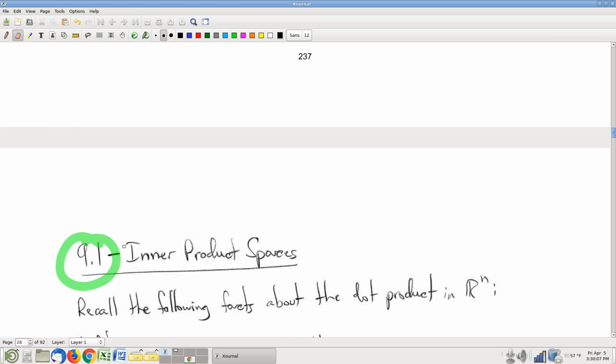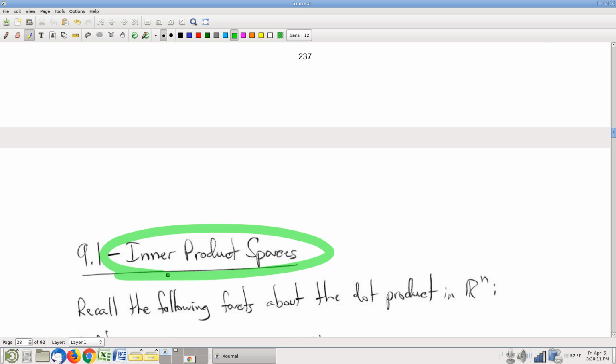Going on into Chapter 9, we're going to define something called an inner product space. So I want to say a few words before I get to the details about inner product spaces, about abstractions. Recall I gave y'all a whole long speech about abstractions back in Chapter 2, when we were talking about vector spaces.